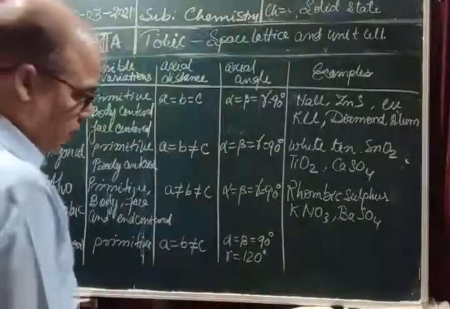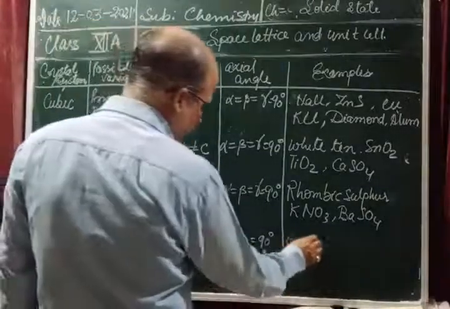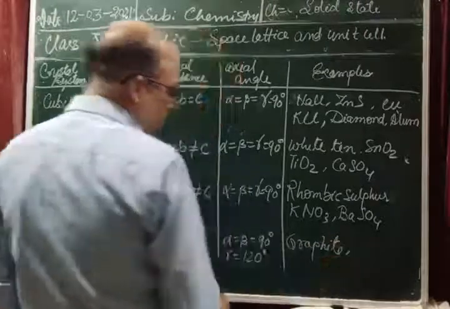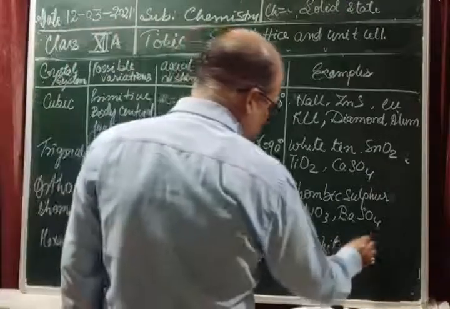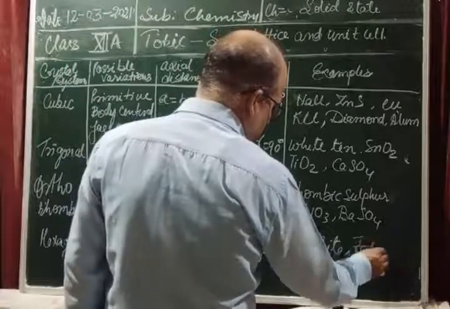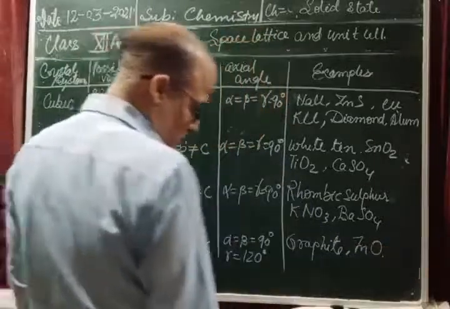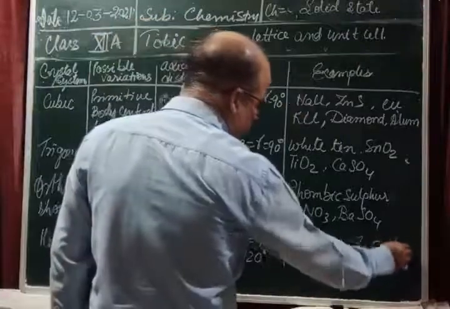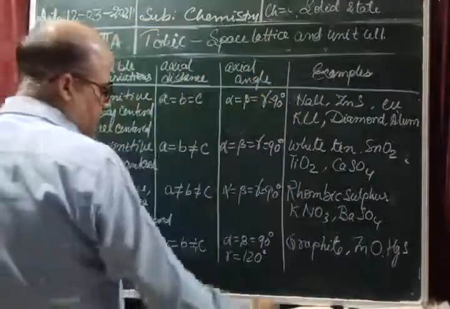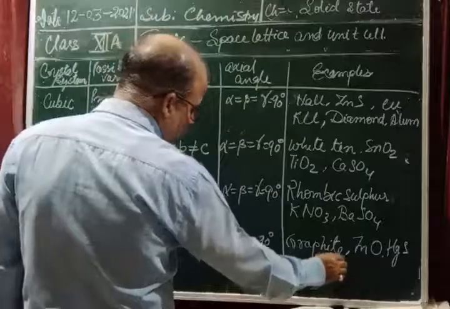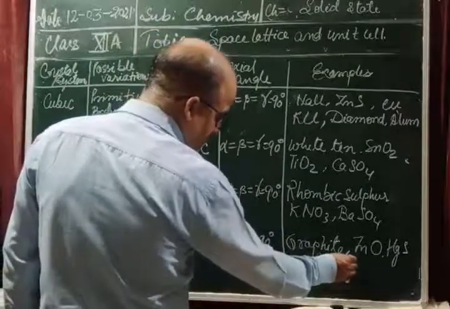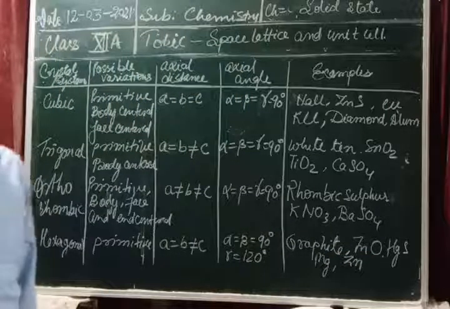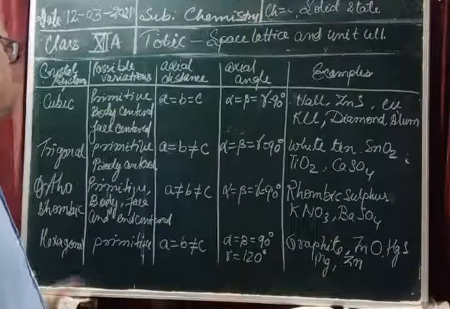and example is graphite and zinc oxide and zinc sulfide, mercurous sulfide, Mg and zinc. These are the hexagonal. Okay, note down. You can remember this very easily.